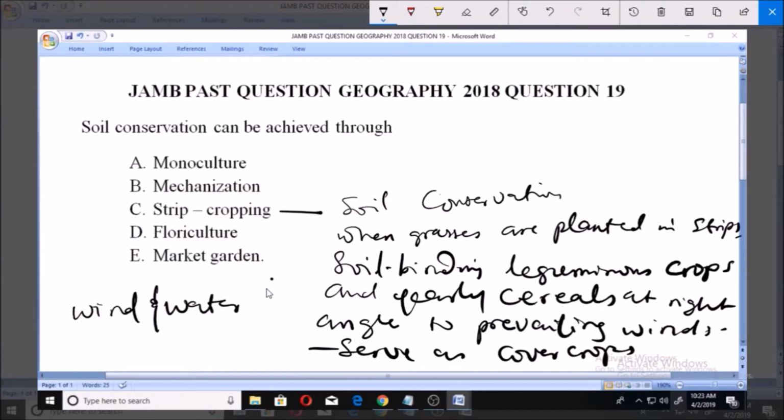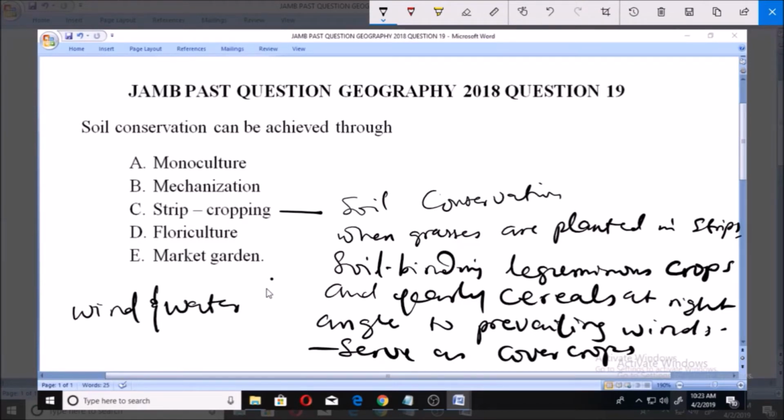So strip cropping is a very important way of soil conservation. You have to put it at right angles to the wind, so that as wind or water is coming, the crops will serve as cover crops and prevent them from carrying the soil and causing erosion. So it's a very nice way of soil conservation. Mechanization is just a normal thing. You cannot use it to achieve soil conservation. You can easily use it to achieve more productivity.